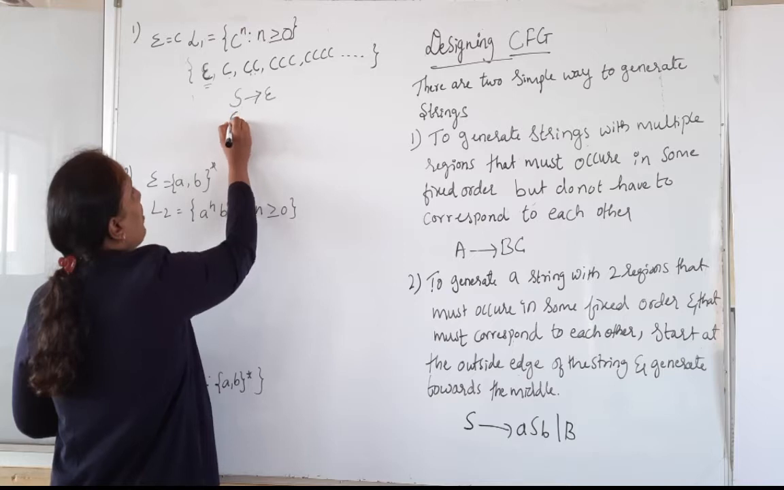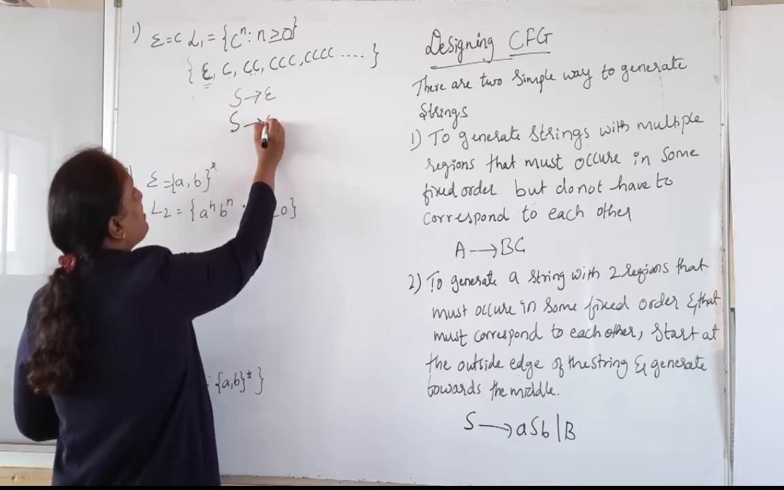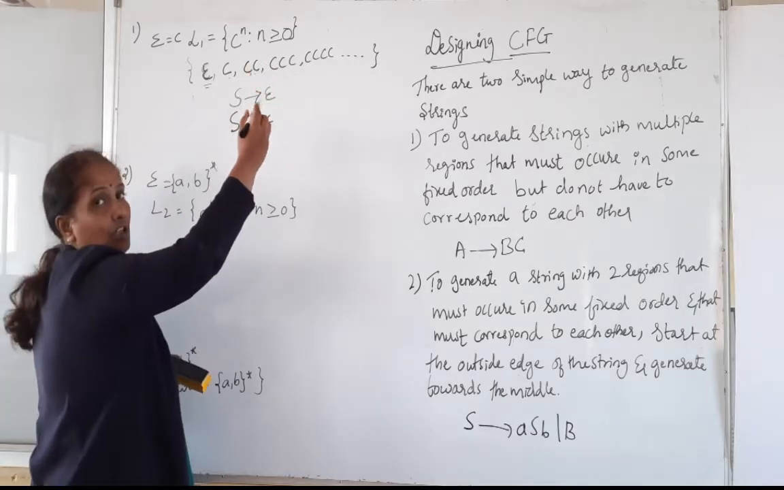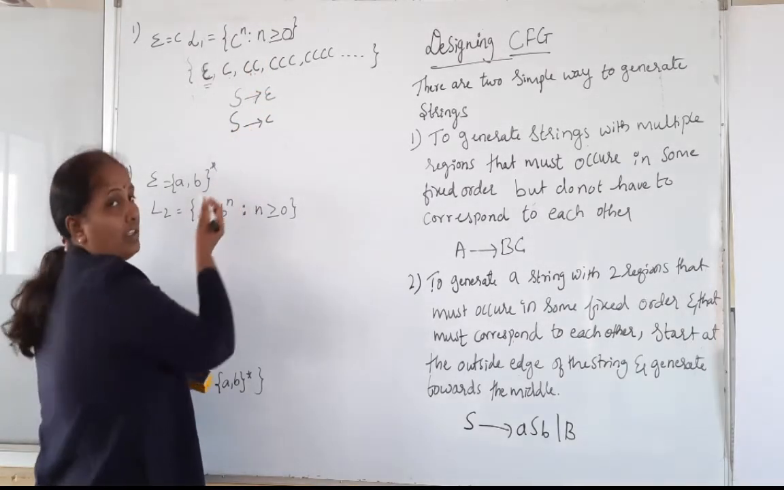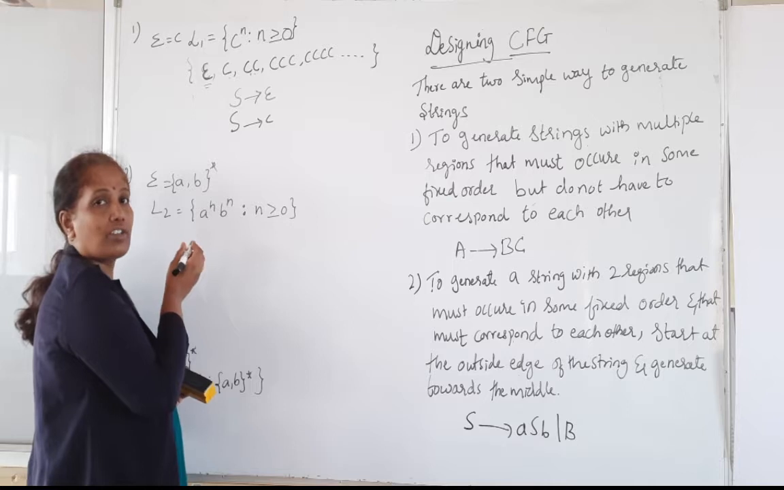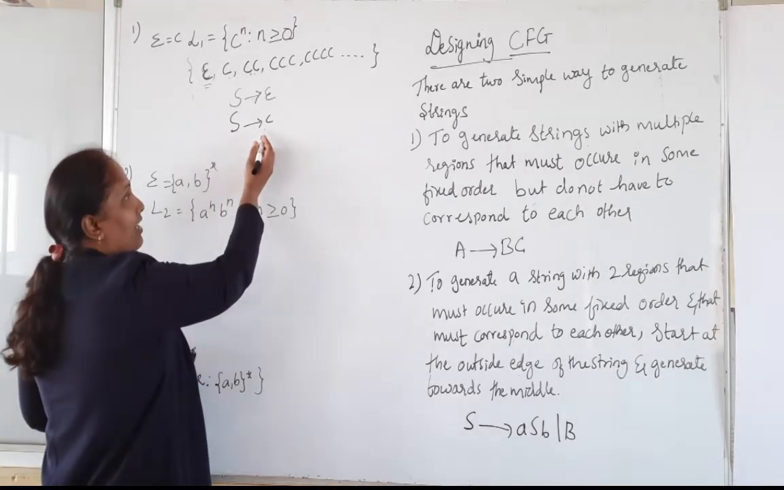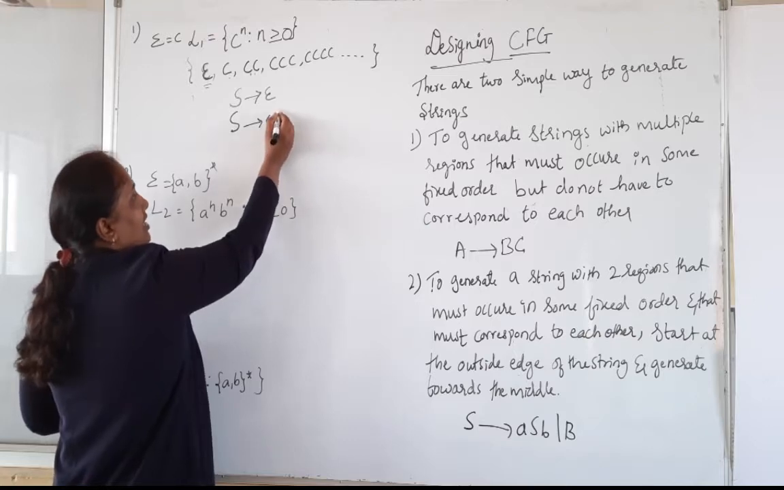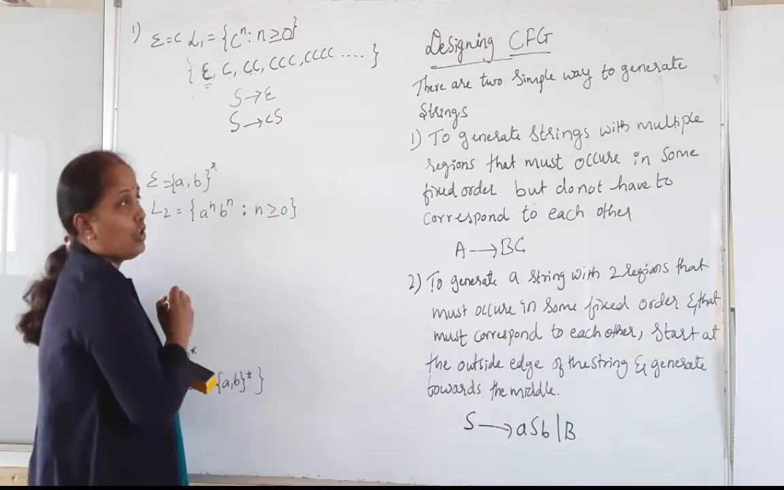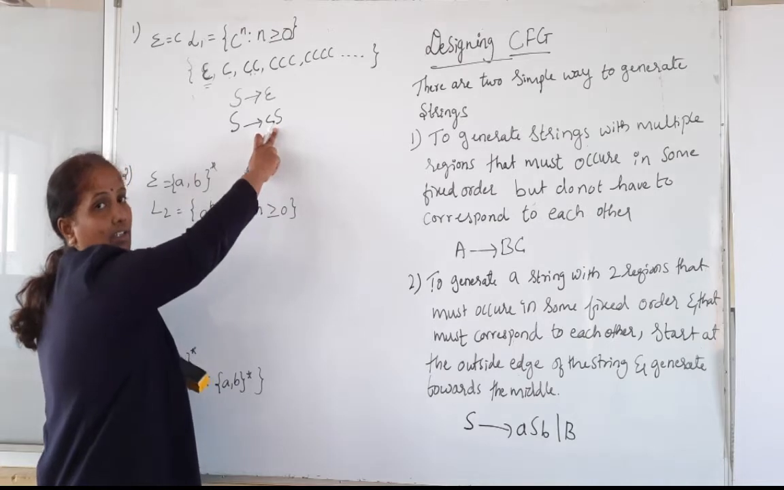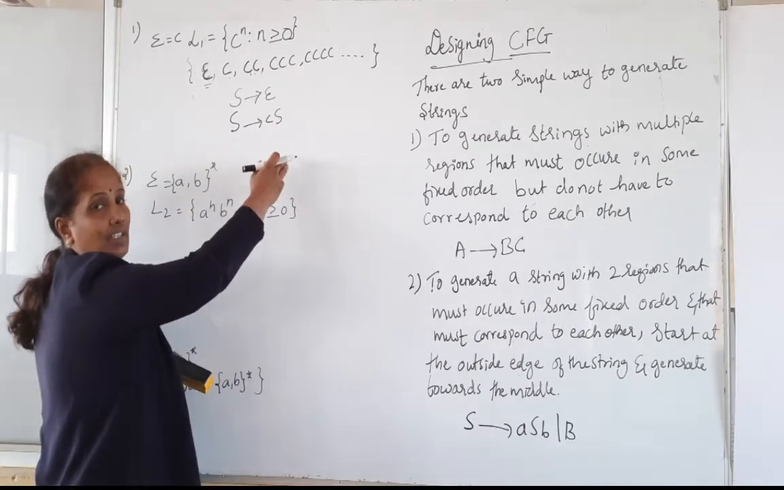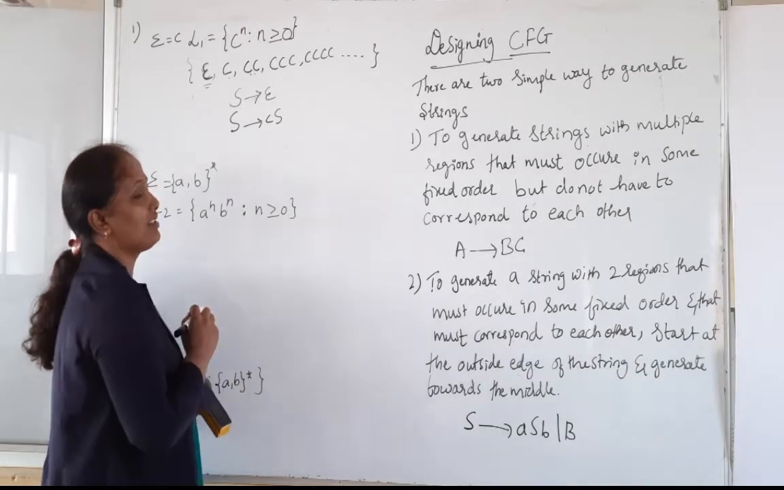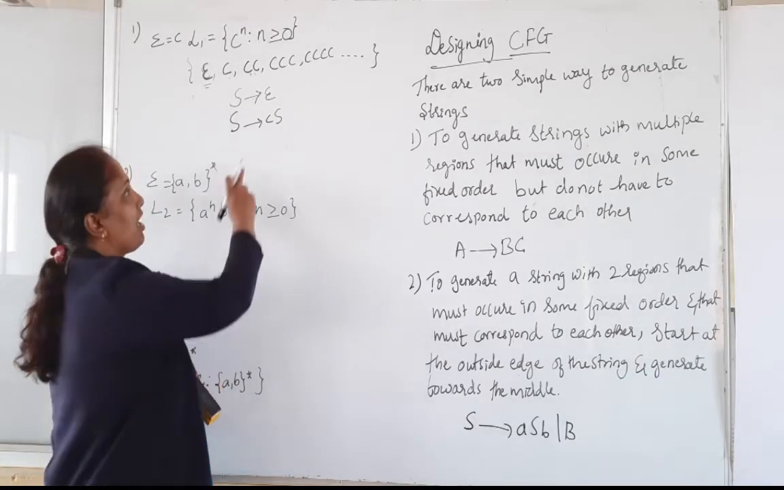Next, to accept the 1 C, what I should write? S produces C. But when I change the n value to 2, 3, 4, 5, I will get the repeated occurrence of the C. To take those repeated C's, I will write C followed by S. So this rule allows me to take one or any number of C's in the language. Okay. So we will take one example and see whether that is derived by this grammar or not.